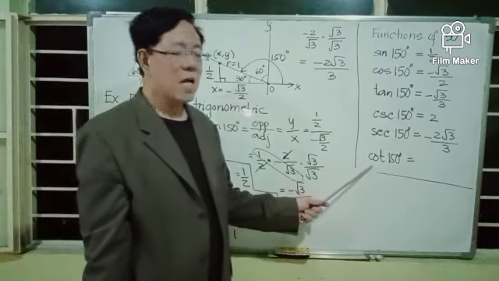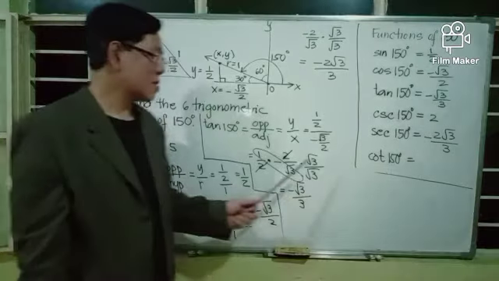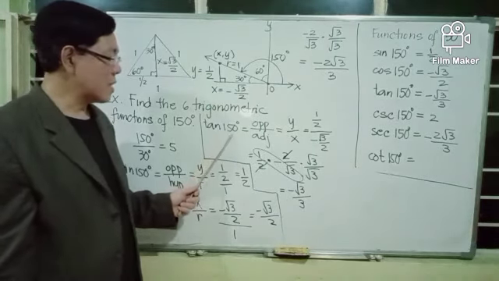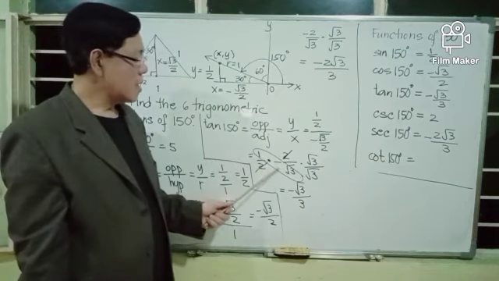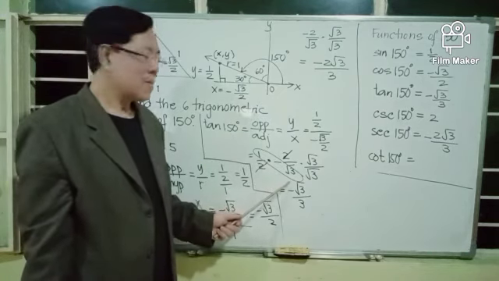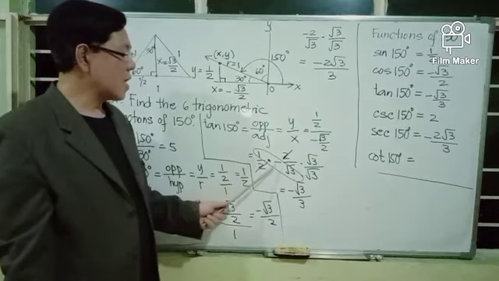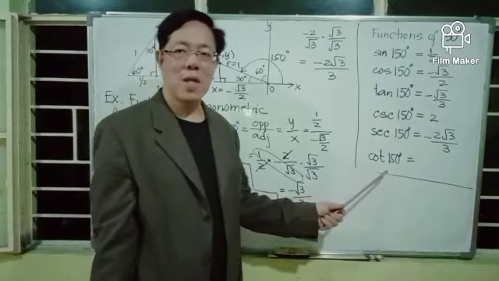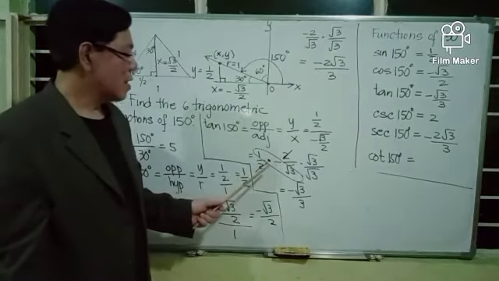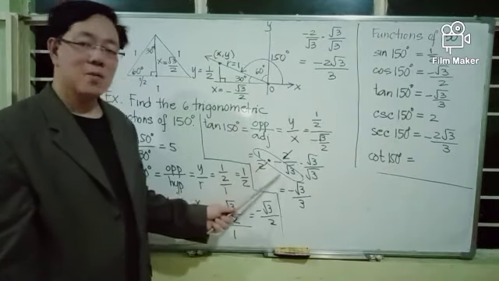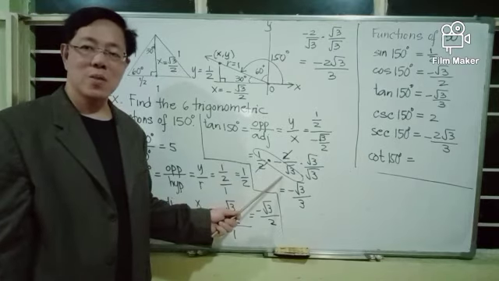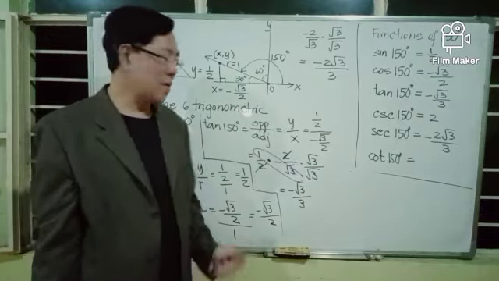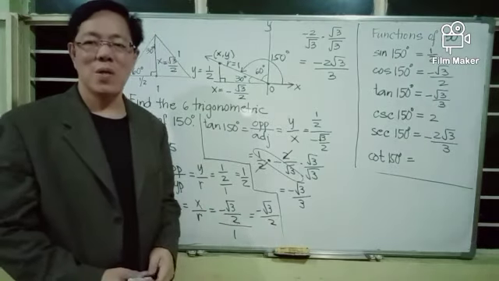Now we get the cotangent of 150 degrees from the original value of tangent of 150 degrees, negative 1 over square root of 3. The reciprocal of negative 1 over square root of 3 is the value of cotangent of 150 degrees. And the reciprocal of negative 1 over square root of 3 is negative square root of 3 over 1, or negative square root of 3 divided by 1 is negative square root of 3.